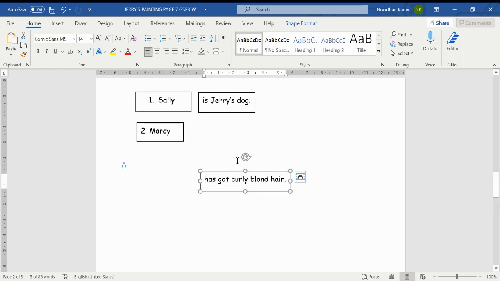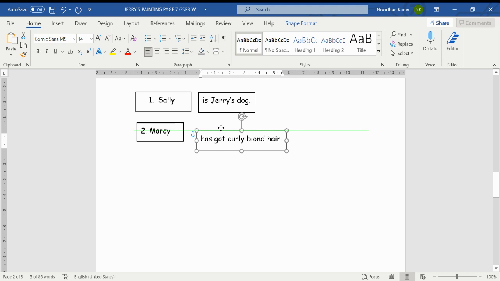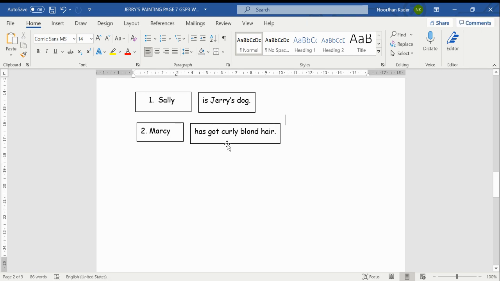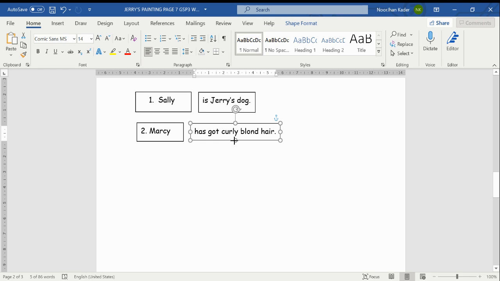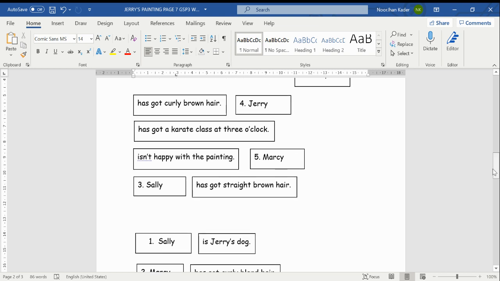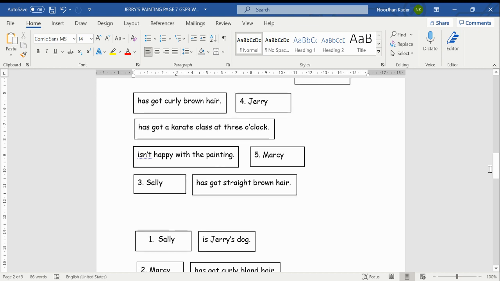Okay, that's number 2. So we do not know whether all the answers are correct, but we are trying to arrange in a way that we'll get all the sentences correct. Now let's go to the third one, which is this one, Sally. So let's drag the box to number 3.